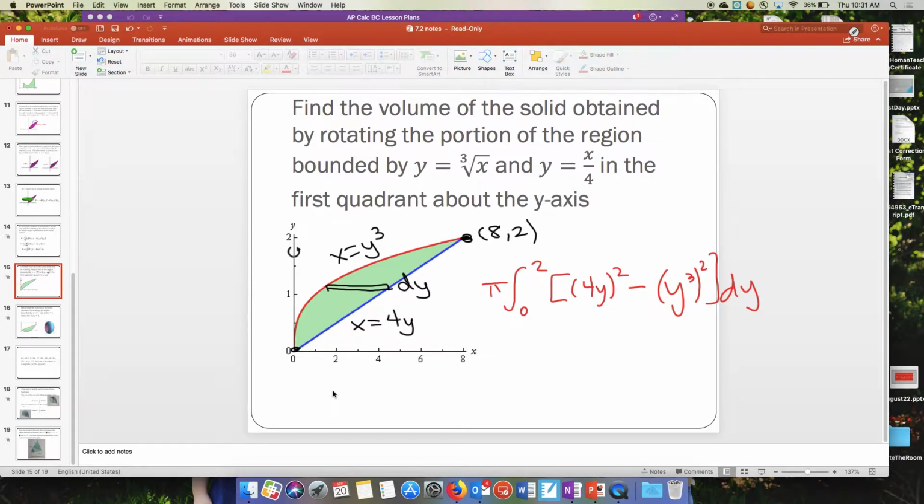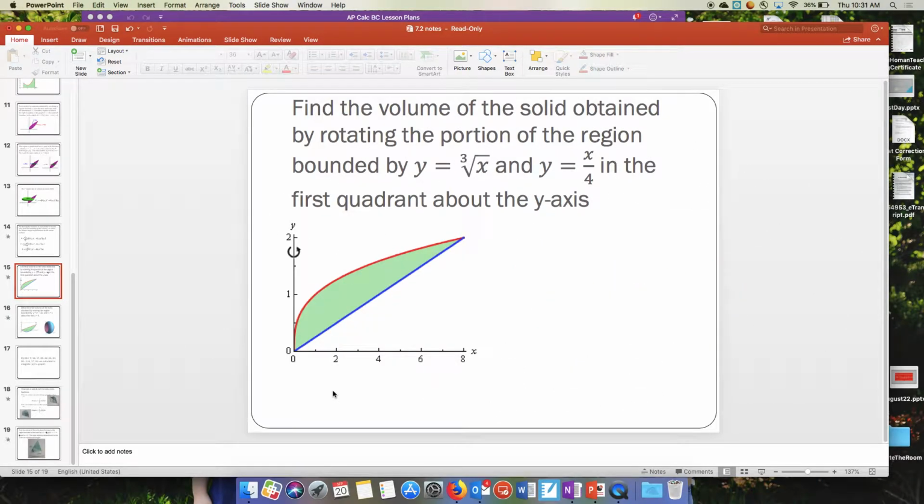Okay? So let's go ahead and look at something that doesn't have the x or y axis as the axis of rotation. How many times can I say axis in a sentence?